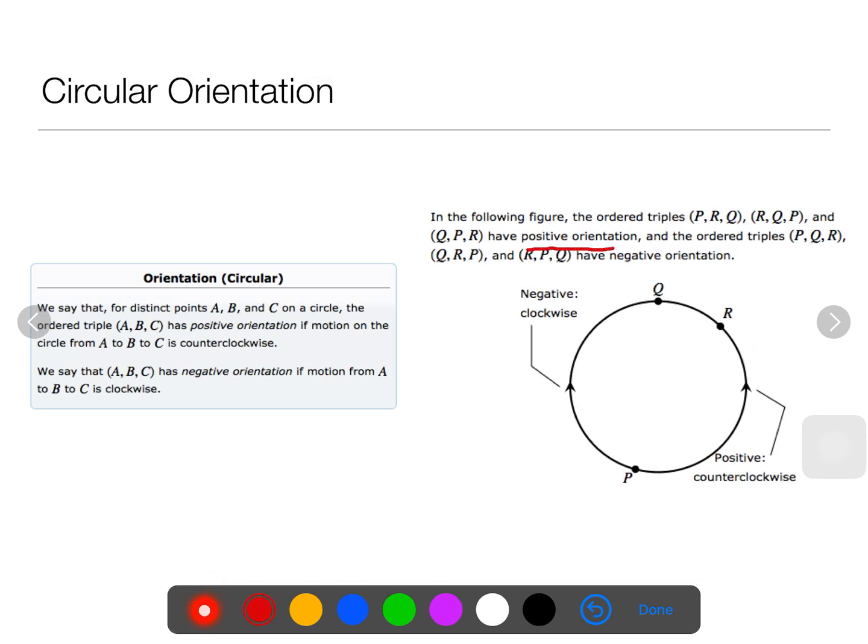So counterclockwise is positive, clockwise is negative.